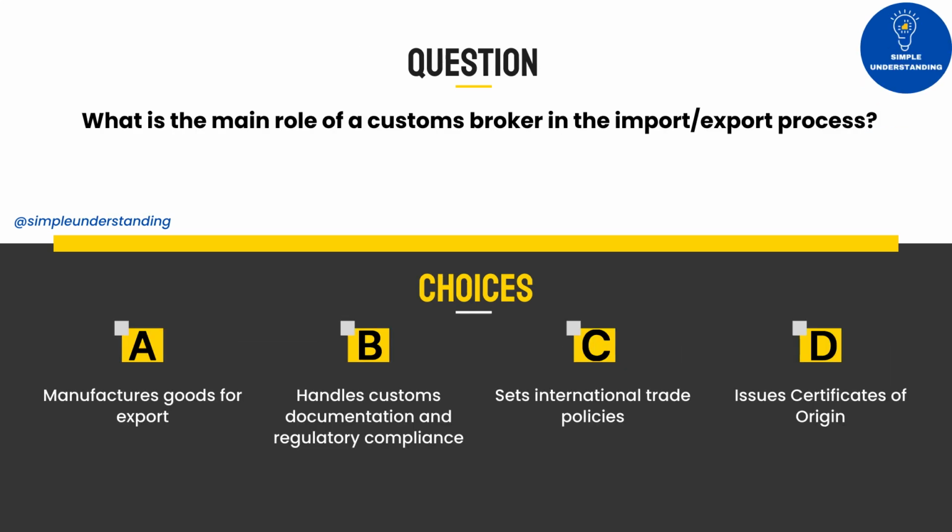5. What is the main role of a customs broker in the import-export process? A. Manufactures goods for export. B. Handles customs documentation and regulatory compliance. C. Sets international trade policies. D. Issues certificates of origin.